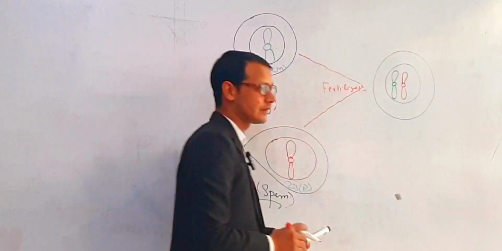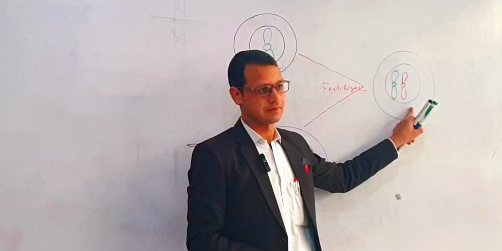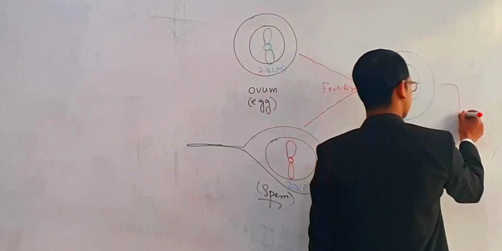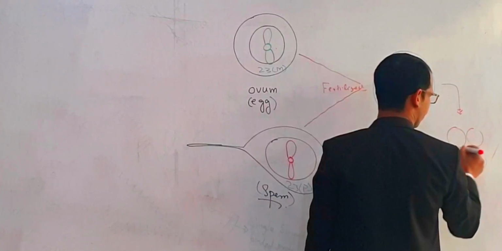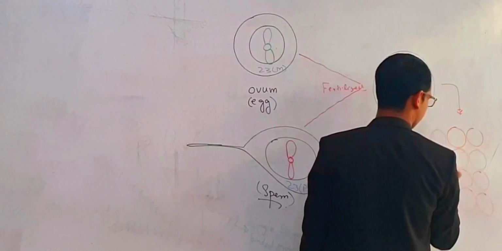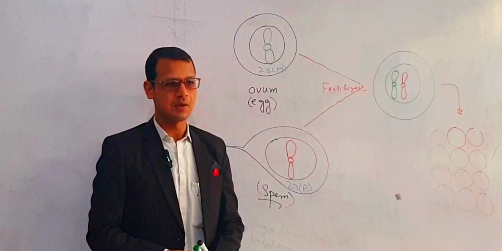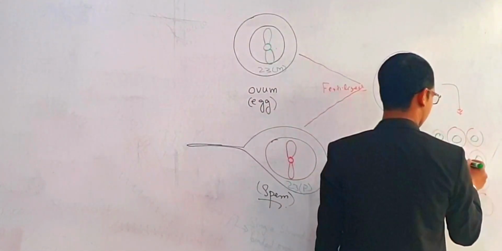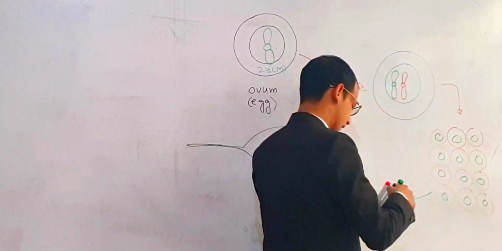Now this zygote will start division. For example, it forms two cells, 4, 8, and so on. After these mitotic divisions, it forms a whole organism.